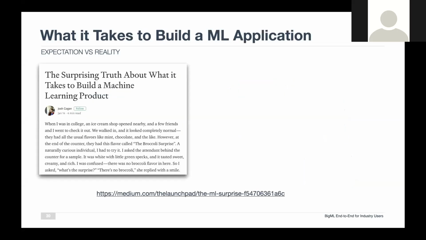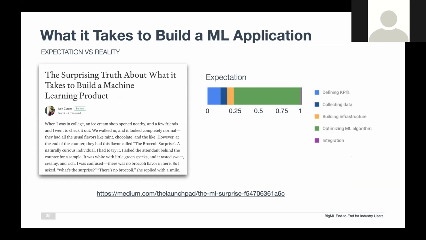Let's talk about efforts in the different parts of building a machine learning application. There's this article that you'll have in the PDF. The expectation collected statistically in this article is as follows. People expect that optimizing the machine learning algorithm takes most of the time, and you can see the other parts in the graphic.